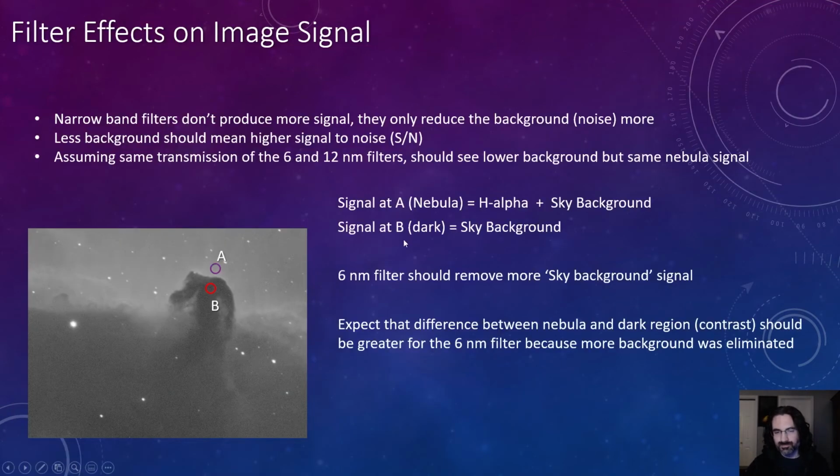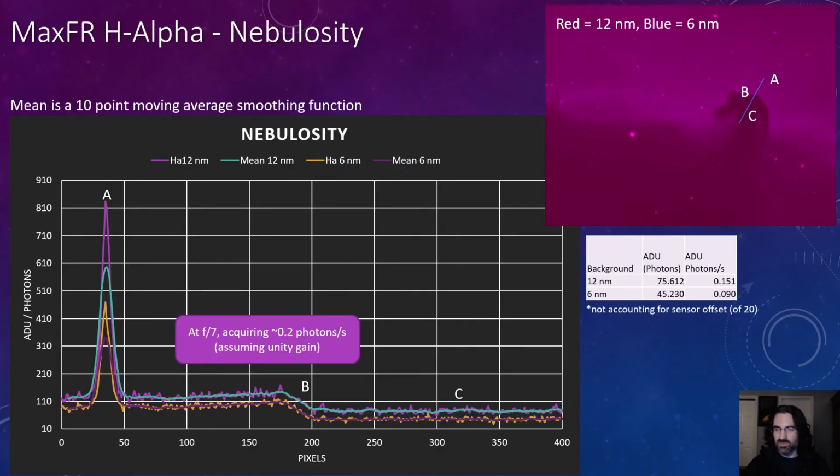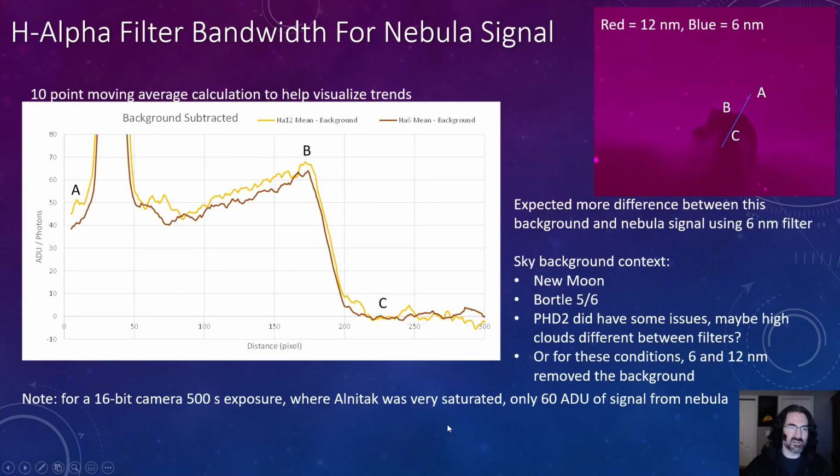Considering the signal that we're looking at here, if I can measure this background and subtract it out, I should be left with this H-alpha signal. So I subtracted the calculated background from each of our signal traces and compared the moving average calculation to help visualize these trends. We can see that we essentially neutralized the background. It's coming out at around 0. And I was very surprised to see that there was very little difference in the nebula signal between the 6 and 12 nanometer, with the 6 being the darker line and the 12 nanometer being the yellow line.